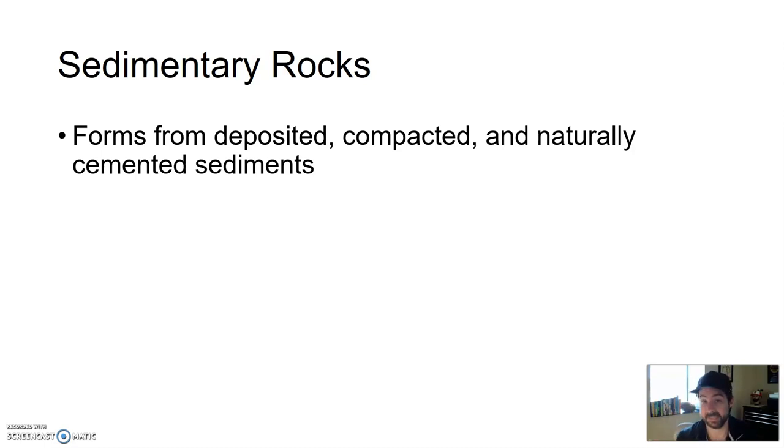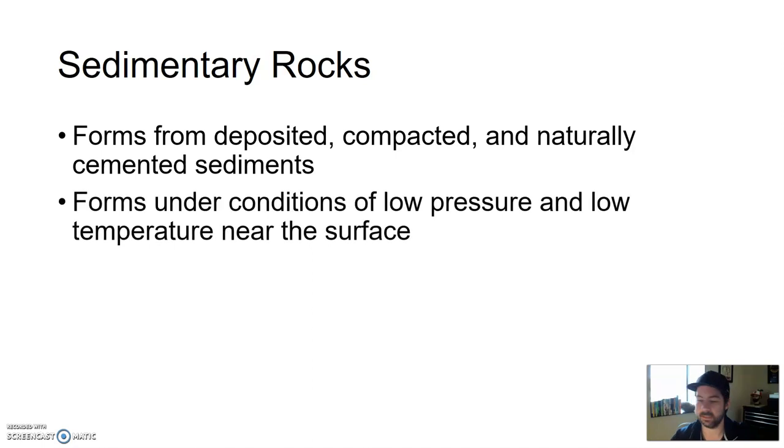So for instance, you get sand. You deposit it in a certain area. It becomes compacted. It becomes squished as more and more sand builds up. The sand at the bottom gets squished together, compacted together, and then naturally cemented together, as water and different minerals percolate through that sediment, it will cement those things together. So you need sediment that's deposited, compacted, and then naturally cemented together.